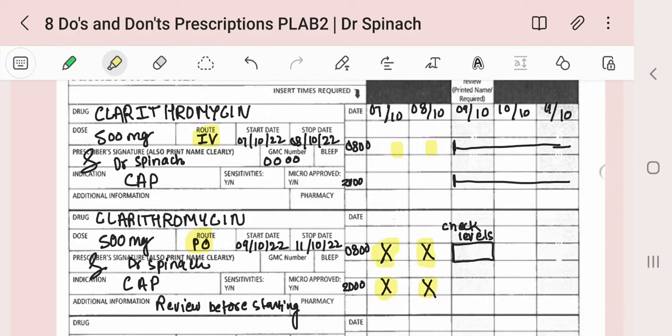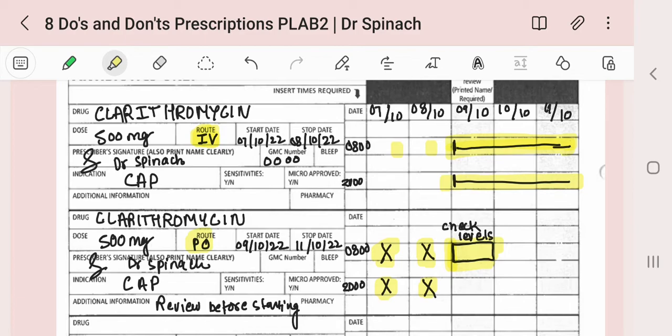Now, as I already told you, if the task mentions that it should be reviewed after some time, what you have done here is you have made a box and then written check levels before. So before prescribing clarithromycin per oral 500 milligram here today on 9th of October at 8 a.m, the levels would be checked, the drug would be reviewed. Okay. And you can see this is the line, the sleeping tea that I have sketched here. This is so that we now stop completely the IV dose, because the oral dose has been started, right?